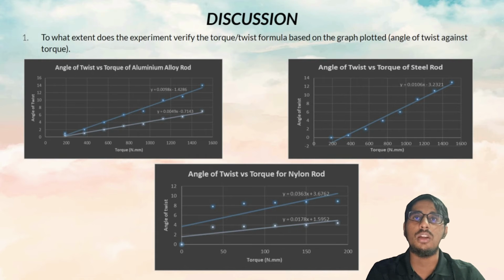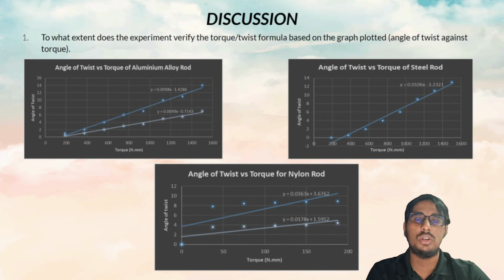The first one is the angle of twist versus the torque of aluminium alloy rod. The next is the angle of twist versus the torque of steel rod. And the third one is the angle of twist versus the torque for nylon rod. So based on the graphs above, it is shown that the torque is directly proportional to the angle of twist of aluminium alloy, steel and nylon. Each graph proves a linear relationship between torque and the angle of twist of the 3 materials. In simpler words, when torque applied increases, the angle of twist increases as well.